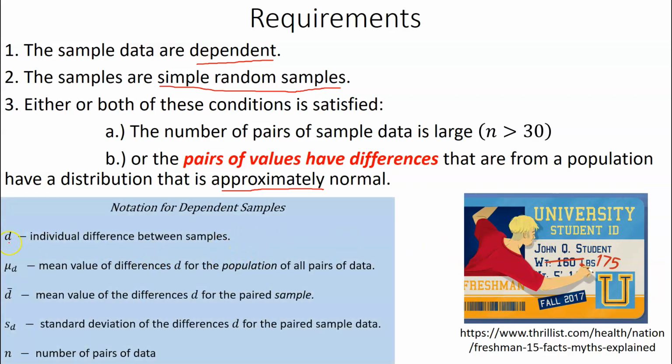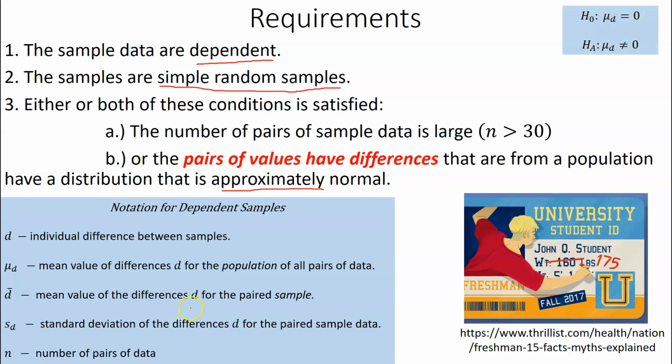Some notation here. We're going to have d as the difference. So we've got individual differences between samples. Again, you're going to be taking samples from one and another and finding the differences. You've got to subtract. Mu sub d is the mean value of differences, d, for the population of all pairs of data. We've got d bar, the mean value of the differences, d, for a paired sample. S sub d is the standard deviation of differences, d, in the paired sample data. And of course, n is the number of pairs in the data.